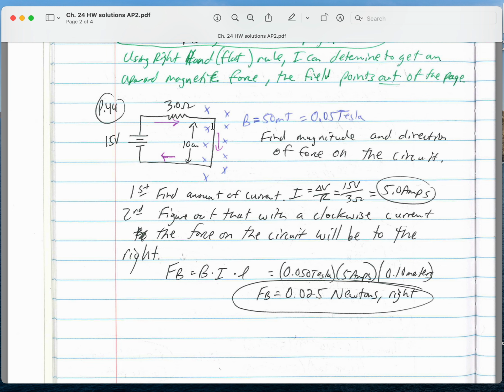And now if I have 5 amps of current going down in this region where I have the magnetic field going into the page, that lets me know that I'm going to have a force directed to the right. And I use here this F_B equals B times I times L to get the amount of force, which is 0.025 newtons.